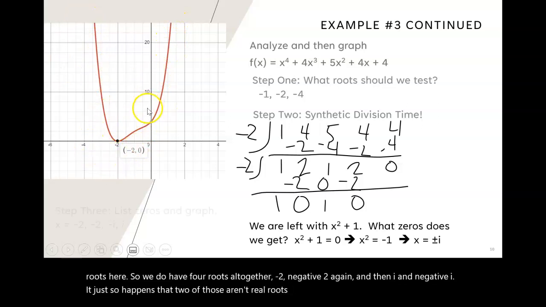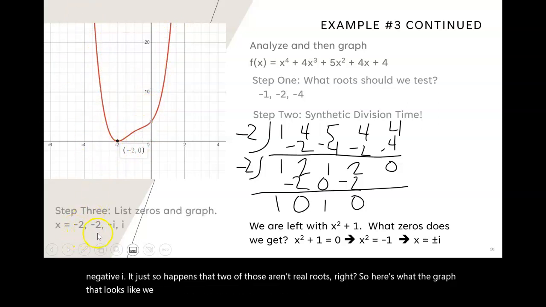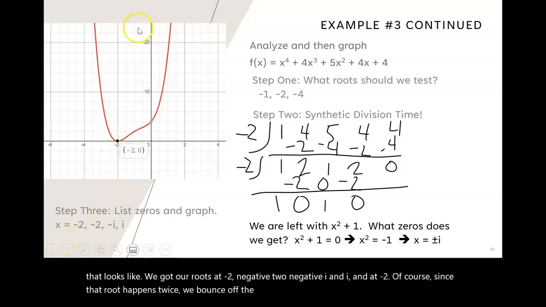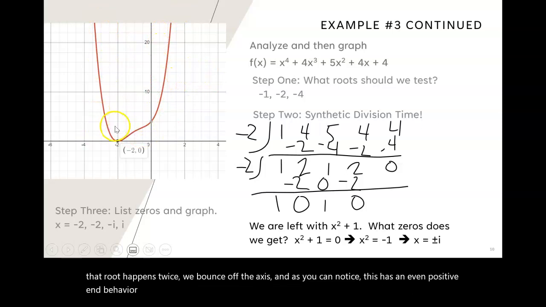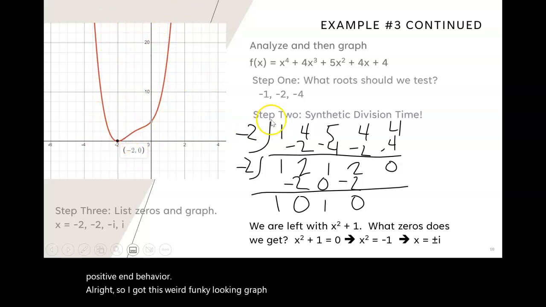All right, and so here's what the graph of that looks like. We got our roots at -2, -2, -i, and i. And at -2, of course, since that root happens twice, we bounce off the axis. And as you can notice, this has an even positive end behavior. All right, so we get this weird, funky looking graph like this.